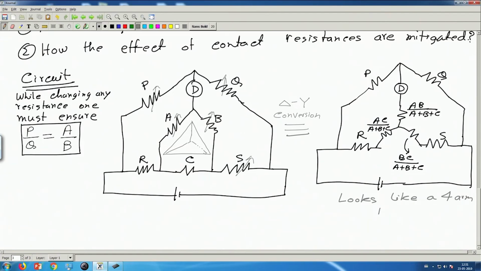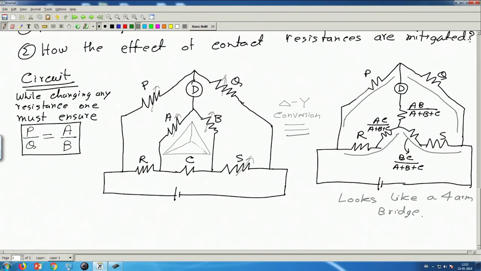Four-arm bridge. What are these 4 arms? See, this is one arm, this is another arm, and these 2 together you can think as another arm, and these 2 together you can think as another arm. Okay, 1, 2, 3, 4. So these are the 4 arms of a 4-arm bridge.